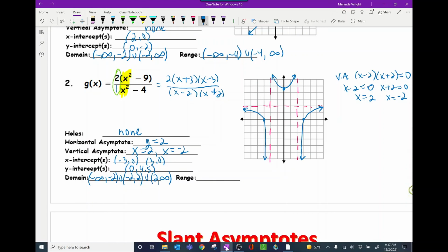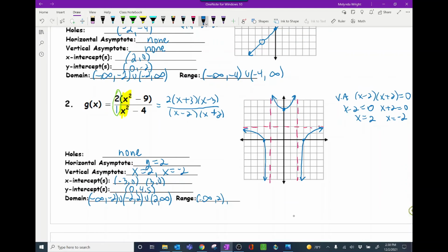Our range, we start down at negative infinity, and you can see we go up until we get stopped by that horizontal asymptote at 2. And then we would have 4.5 to infinity, which would finish this out.